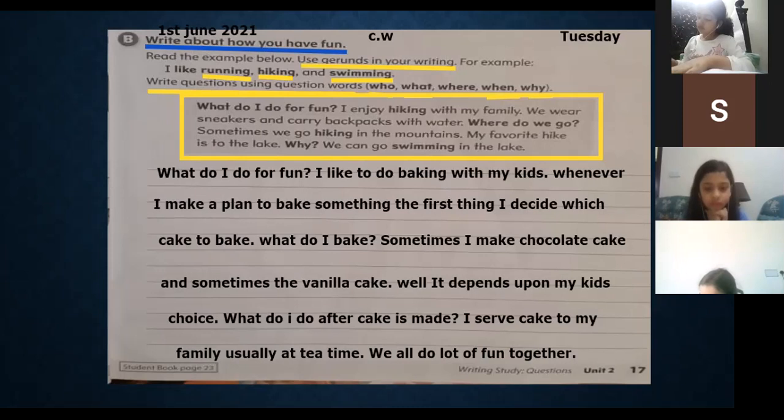And if I talk about the ones who are sitting in front of me, all the girls have fun in different ways. Some of you might be helping your mother and have fun. Some of you might go out to the park and play with your friends and have fun. Some of you might go to some places for outing and have fun. So it totally depends upon your choice.